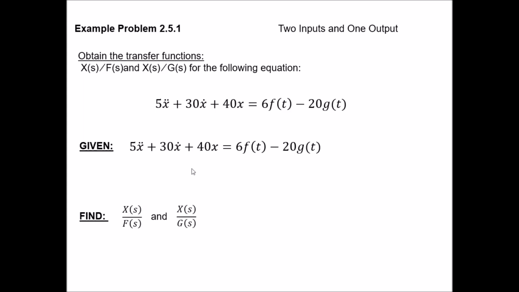So let's take a look at example problem 2.5.1 from our text here. It's a problem involving two inputs and one output. For this problem, they tell us to obtain the transfer functions X(s) over F(s) and X(s) over G(s) for the following equation. They give us this equation here: 5x double dot plus 30x dot plus 40x is equal to 6 times f of t minus 20 times g of t.